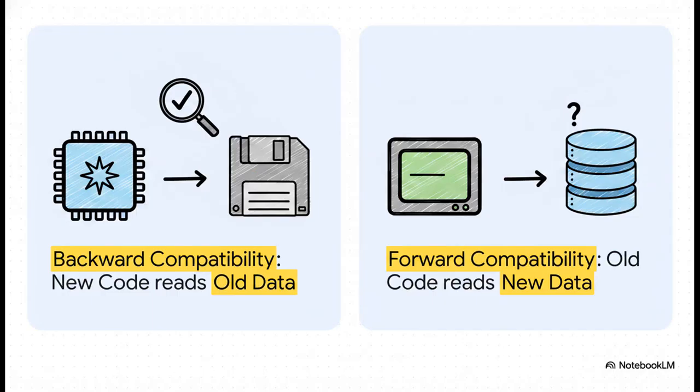So let's lock this in because it's absolutely crucial. Backward compatibility, new code understands old data. Forward compatibility, old code can tolerate new data. You've got to have both if you want your system to evolve smoothly without any downtime.